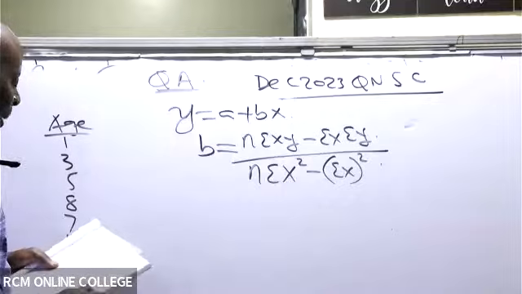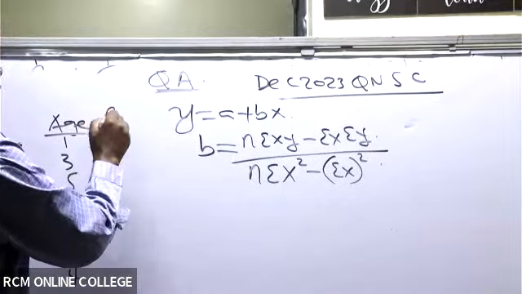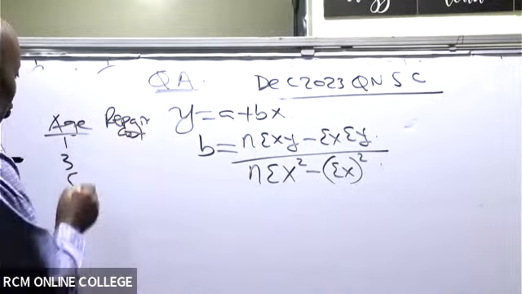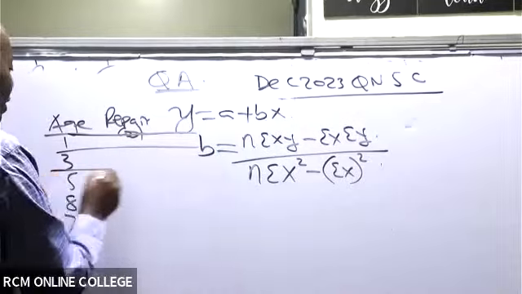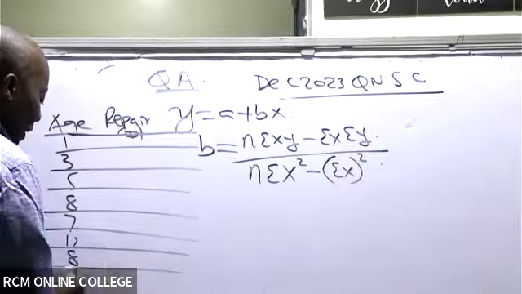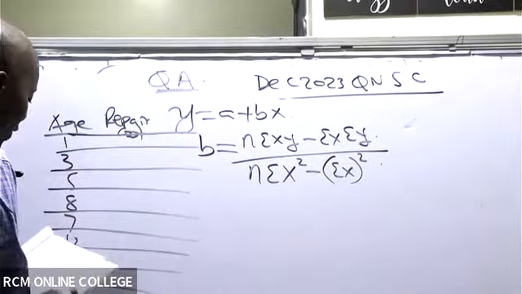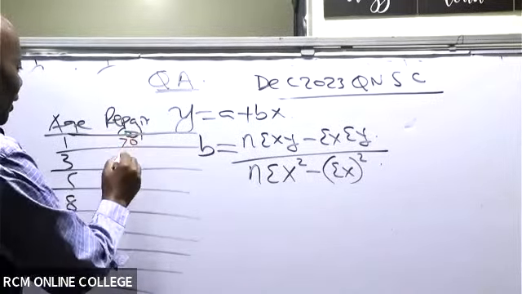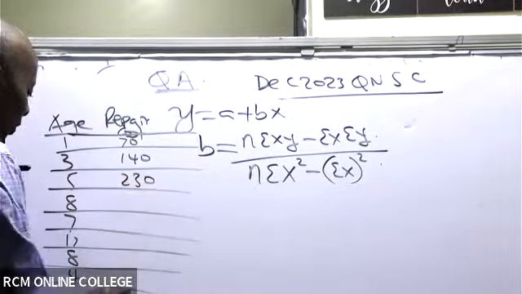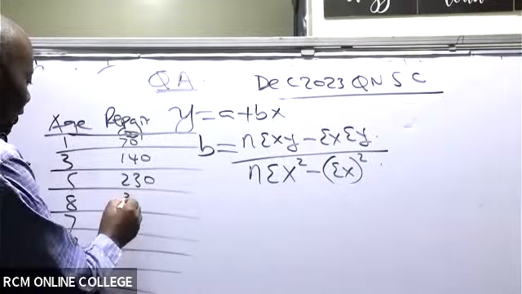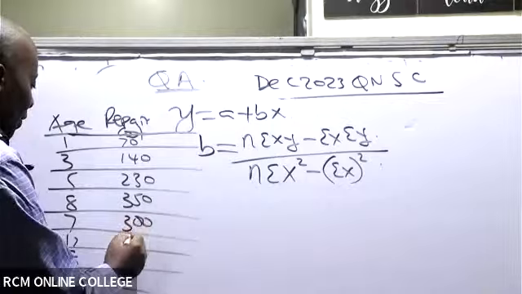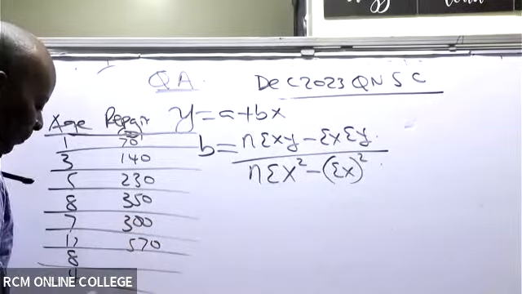And then we have a repair cost. What do we have here as our repair cost? The first one is 70. Then we have 140. Then we have 230. Then we have 350, 300, 570.